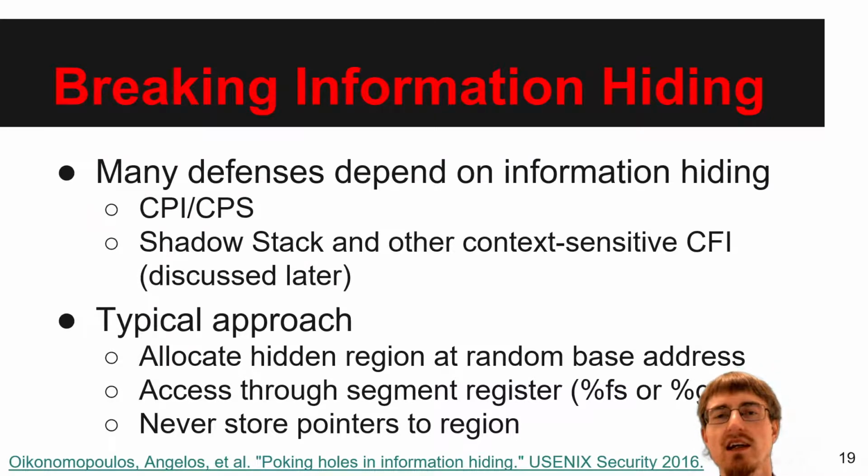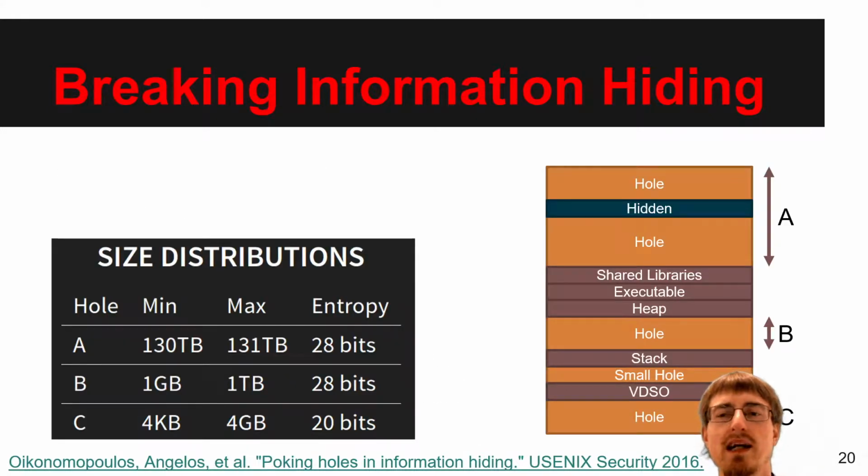Now the question is, is this something that we can break? And as you might expect, the answer is yes, we can break this. Now this is what the memory layout is typically like in the situation where we have a defense that relies on information hiding. So we have all the relevant stuff at the lower addresses, and there's a very large chunk of the address space. As we can see, typically this chunk of the address space is at least 130 terabytes, and at most 131 terabytes, so this is huge. And somewhere within this region is the hidden region.